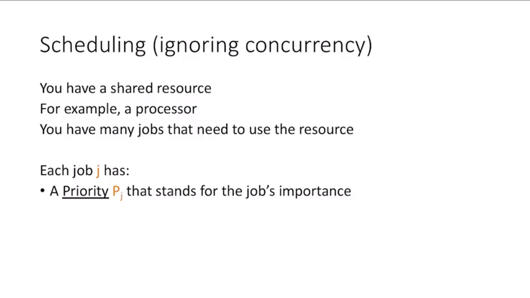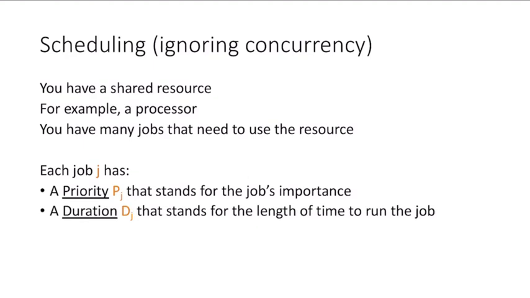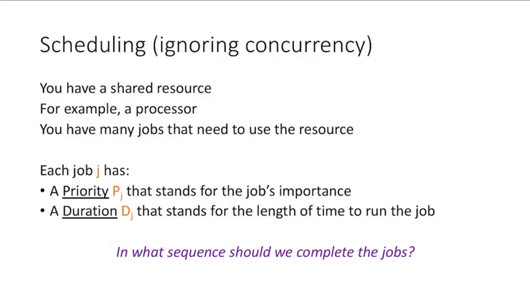I don't know. Each job is going to have its own importance, and it's also going to have a duration. So we're going to know how long a job takes to run. So in what sequence should we complete the jobs? So the assumption here is that we have, I don't know, 10 jobs, let's say, and we know the priority and duration of each of them. How do we schedule them? How do we put them in order?